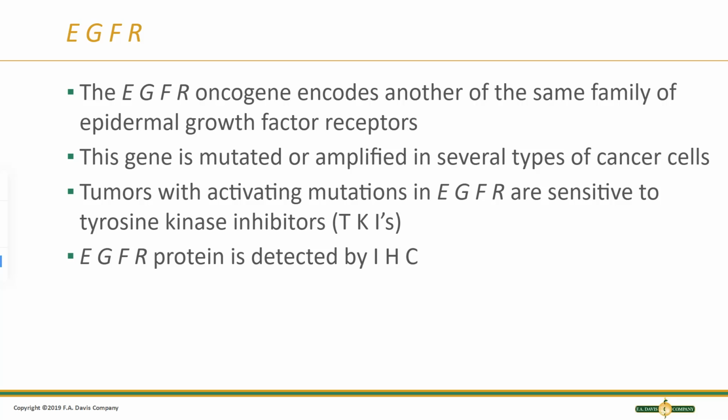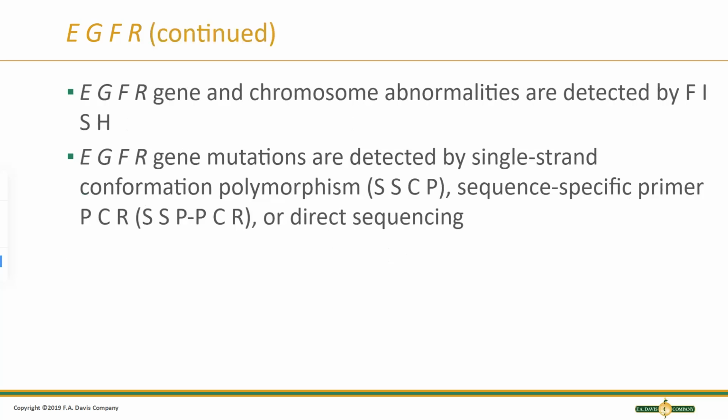The EGFR oncogene encodes another of the same family of epidermal growth factor receptors. This gene is mutated or amplified in several types of cancer cells. Tumors with activating mutations in EGFR are sensitive to tyrosine kinase inhibitors. EGFR protein is detected by immunohistochemistry. EGFR gene and chromosome abnormalities are detected by FISH. EGFR gene mutations are detected by single-stranded conformation polymorphism, SSCP, sequence-specific primer PCR, SSPCR, or direct sequencing.